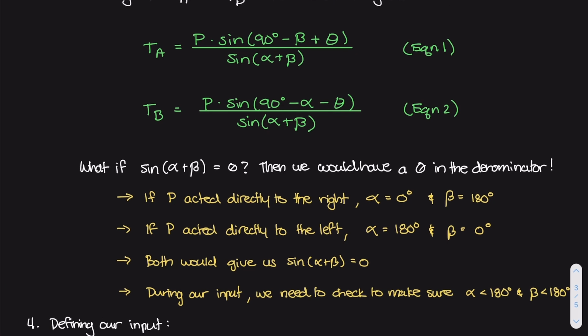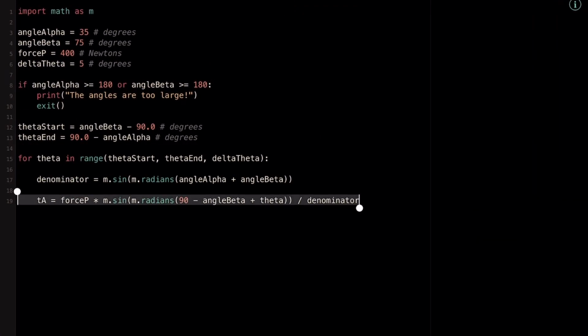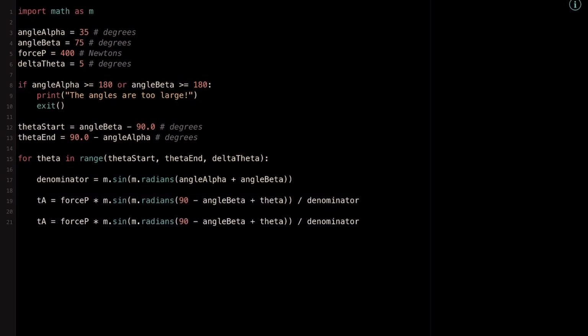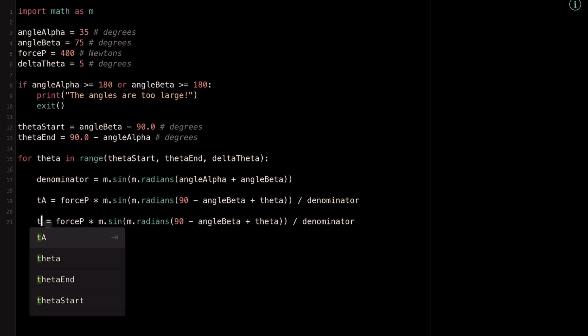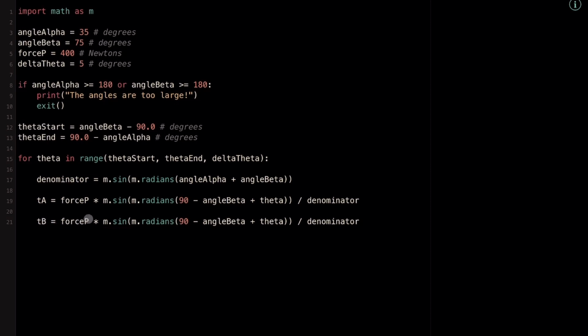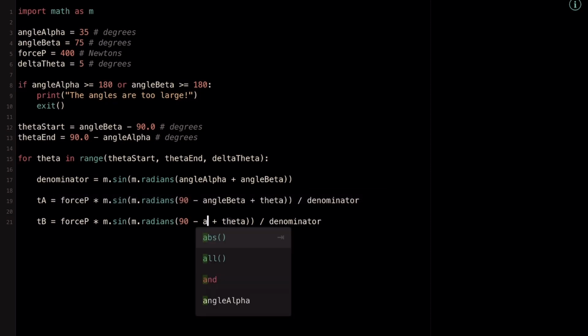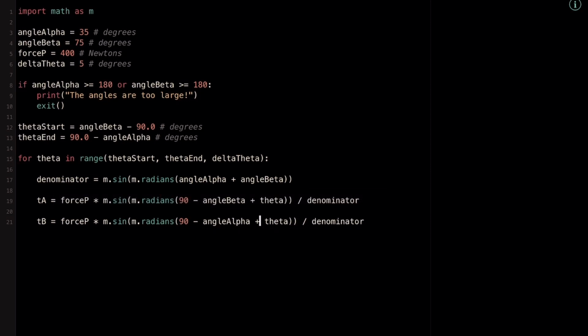Now we need to do tension of B, and it's pretty similar. It's just that the value inside of the sine function is a little bit different than equation 1. So I'll just copy this line of code down here, and there's a few things we need to change. First, we need to change this from TA to TB. It's still going to be force of P, and it's still going to be sine, but now it's going to be 90 minus angle alpha, and instead of plus theta, it's going to be minus theta, and it's still going to be divided by the same denominator, because the denominator doesn't change for TA or TB. It's exactly the same. So, okay, that's great.